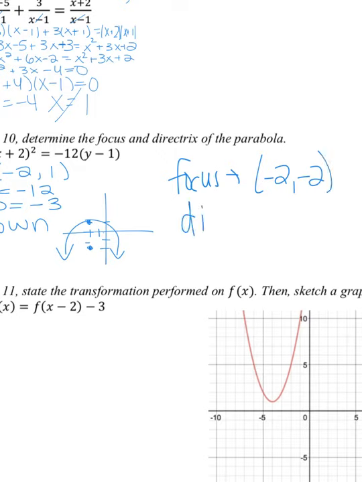And then the directrix, I'm going to go 3 in the opposite direction. So now I'm going to go back to the vertex. I'm going to go up 3. So I have 1, 2, 3 right here. Remember, it's a line. This is y equals 4.